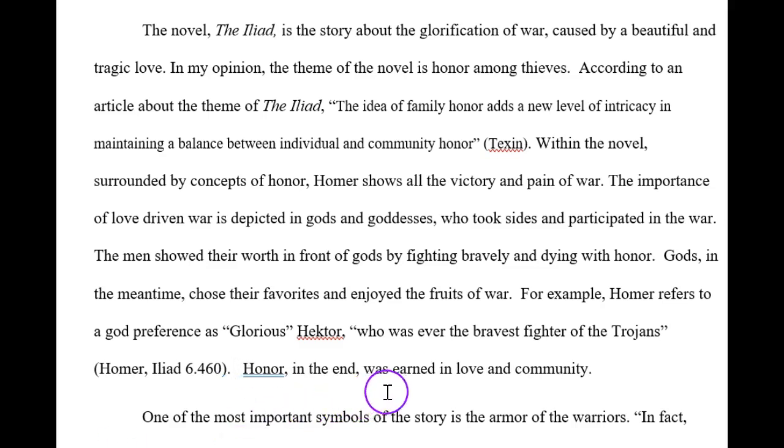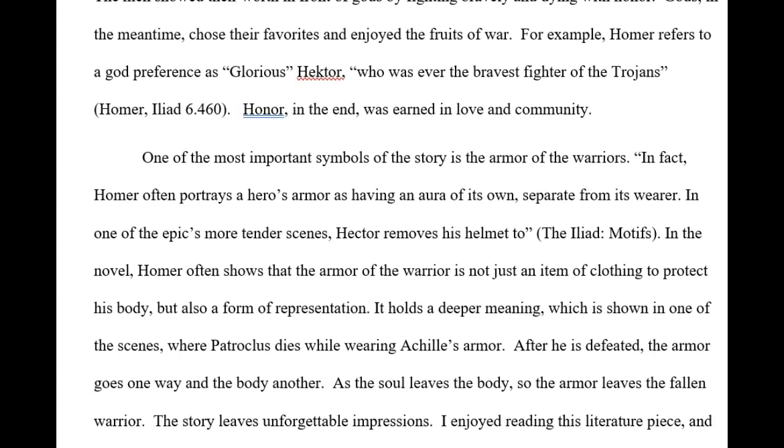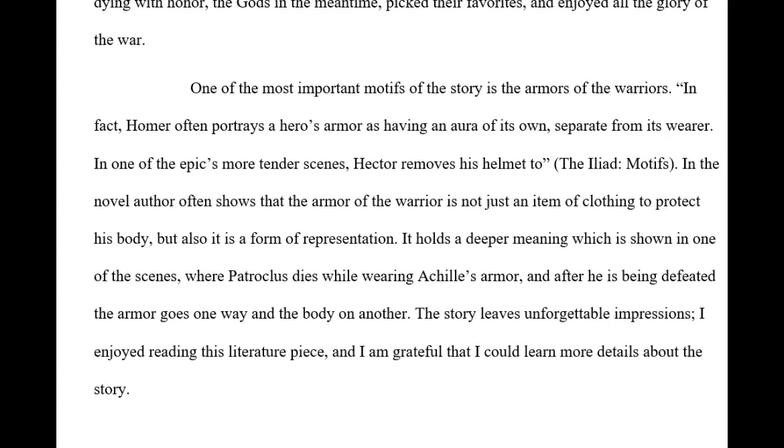Honor, in the end, was earned in love and community. Okay, so I made my point. Now we have the final paragraph, and let's look at the submission. This is what the student wrote.